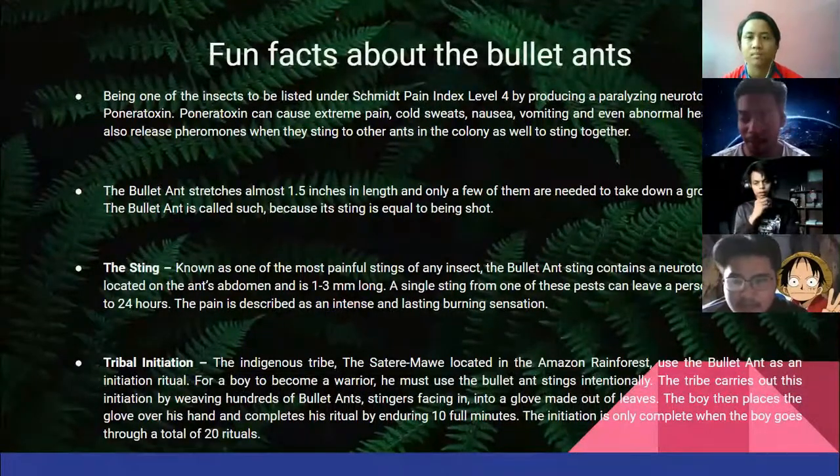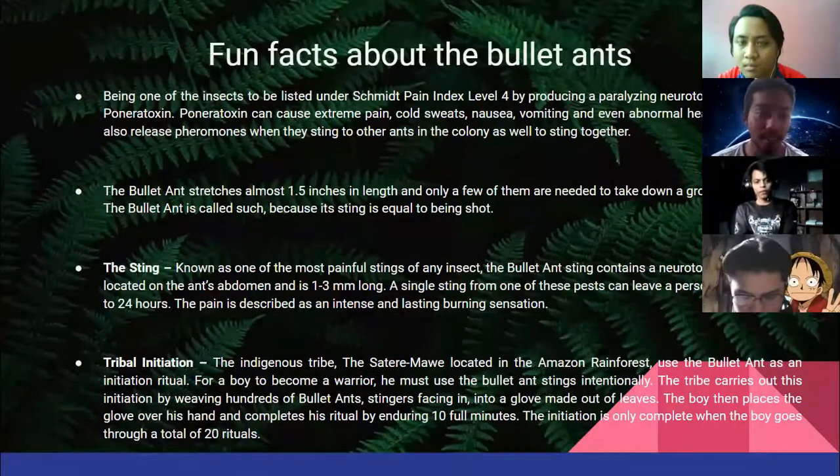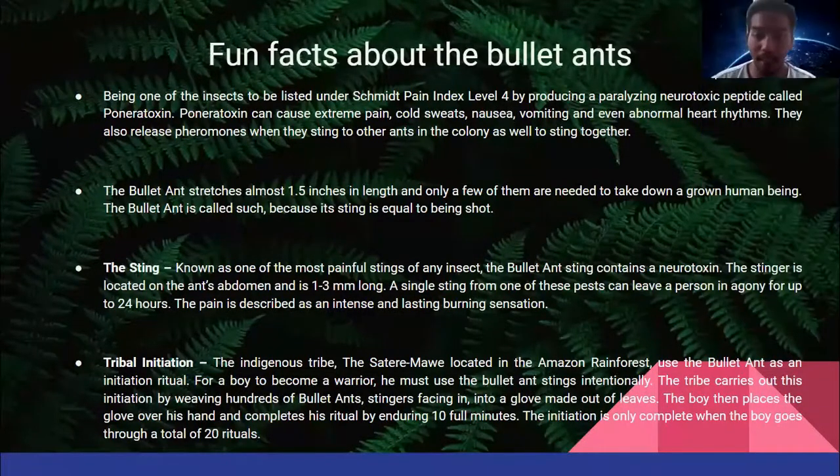I will tell you about the fun facts regarding bullet ants. Firstly, as mentioned before, bullet ants are very big compared to normal ants, around 1.5 inches in length. The reason they're called bullet ants is that the pain of their sting is equal to being shot by a bullet.